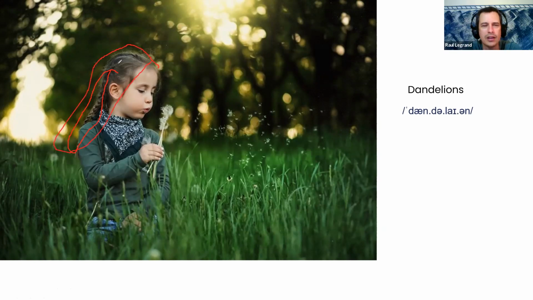Las trenzas. Yes, una trenza es un braid. Entonces, cabeza trenzada sería braided hair. Braided hair. Okay. Yes, braided hair.